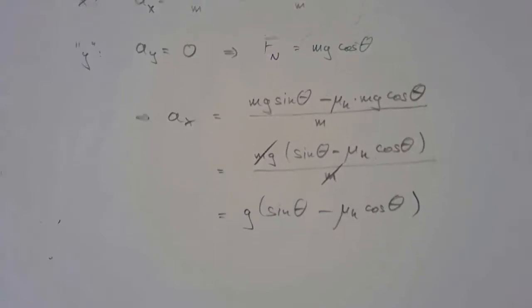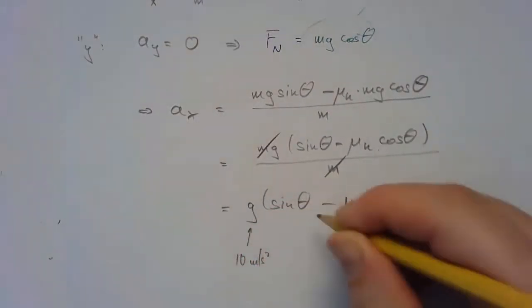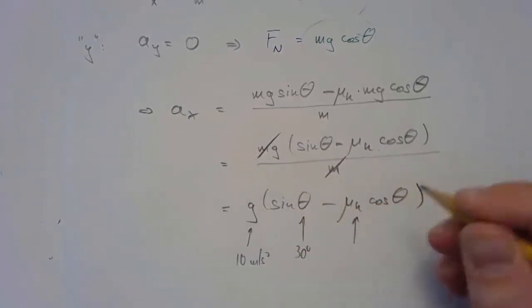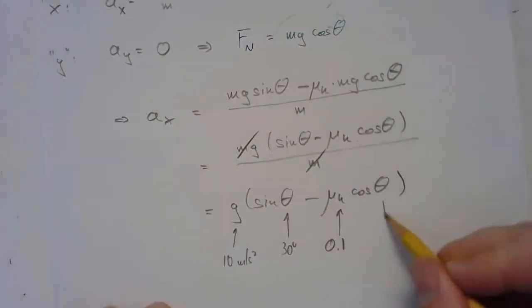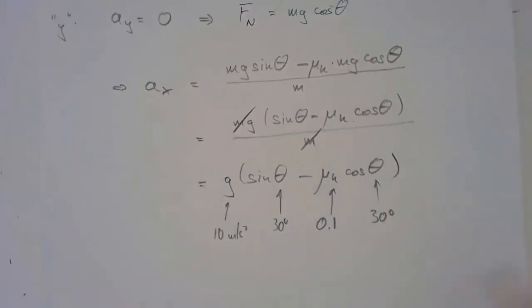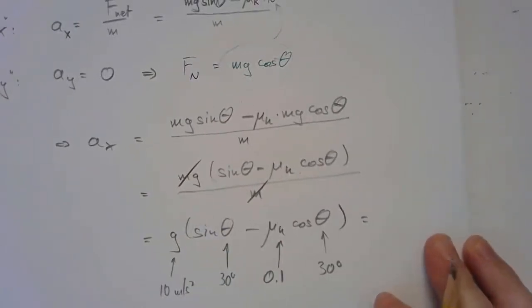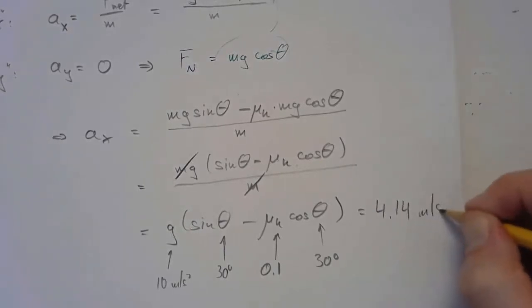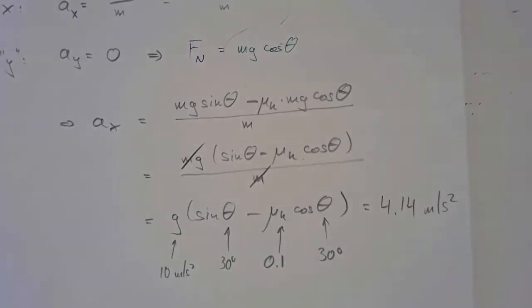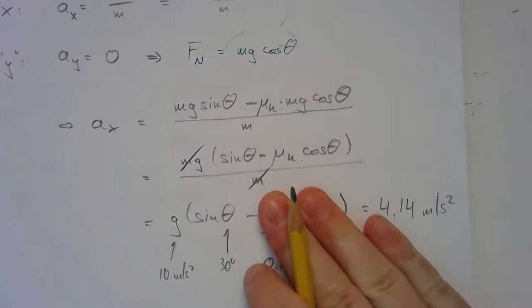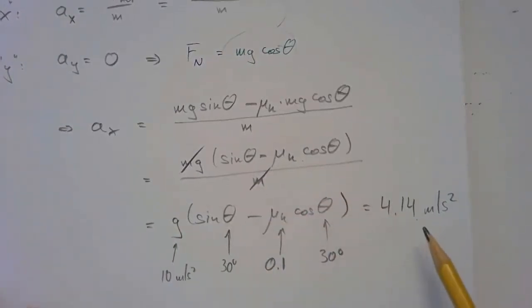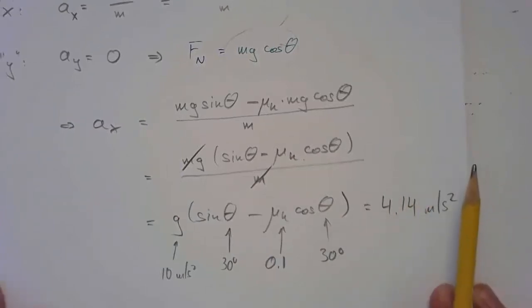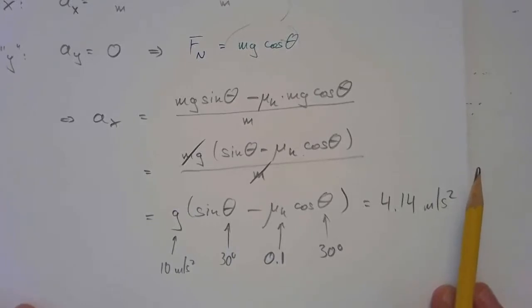Now it's just a matter of plugging in values. g is 10 meters per second squared. This is 30 degrees. This is, well, which one is it? 0.1, the coefficient of kinetic friction. And then this one is again 30 degrees. I have all the values, I can plug it in. You can plug it into your own calculator, or do it in your head if you can. And I think what I get is 4.14 meters per second squared. It's going to be the acceleration down the hill. Without friction, without this part here, it'd be g sine theta, which should come to exactly 5 meters per second squared. But with friction, it's a bit less, 4.14. Hope that example made sense to you.